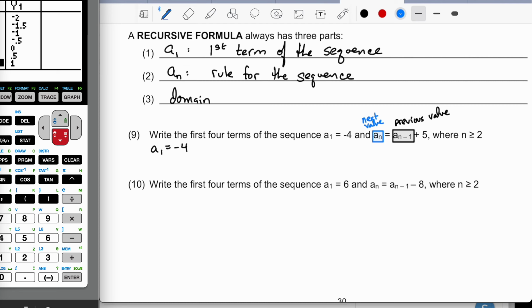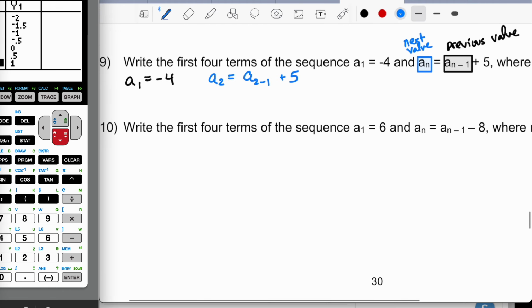Or you could do it computationally. So a sub 2 would be a sub 2 minus 1 plus 5. All right, just following the formula. If I want to find the second term of the sequence, a sub 2, 2 going in for n, would be equal to a sub 2 minus 1 plus 5. Now, a sub 2 minus 1 is the same as saying a sub 1. So this is calling on a previous bit of information. All right, because a sub 2 minus 1 is equal to a sub 1, and we know a sub 1 is equal to negative 4.